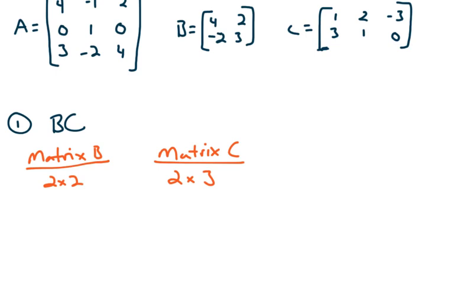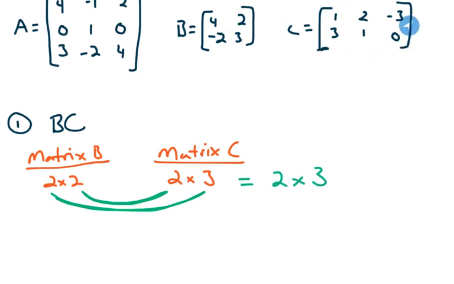So what we need to do is compare the inside two numbers. These match, so we are good. We can multiply these together. And the two numbers on the outside then tell us our new dimension. So this is going to result in a 2 by 3 matrix. So it's going to look a lot like this one. The numbers are going to be different, but it's going to have this same shape. It's got 2 rows. It's got 3 columns.